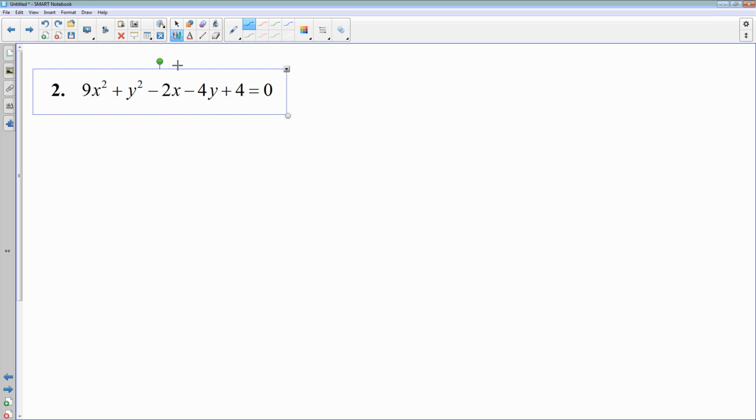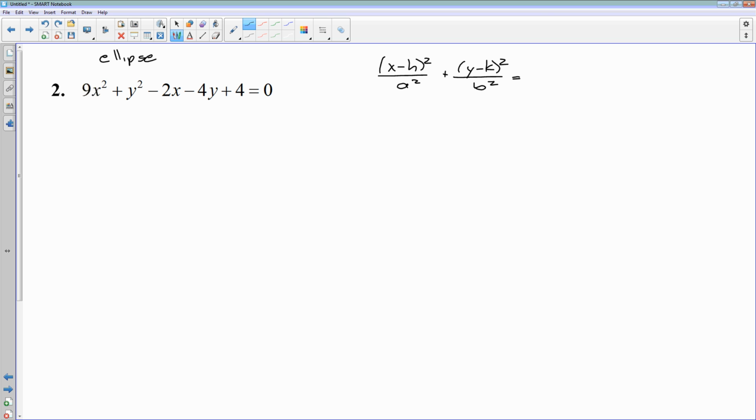The next one, let's see what this is. I do see 2 squared terms, so that rules out a parabola. We are adding the 2 squared terms, so this one's going to end up being an ellipse, E-L-I-P-S-E. And an ellipse is (x - h)^2 over something squared plus (y - k)^2 over something else squared equals 1. That's where we're going to try to go.